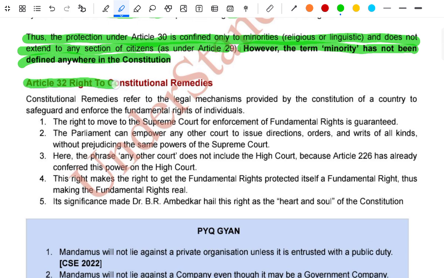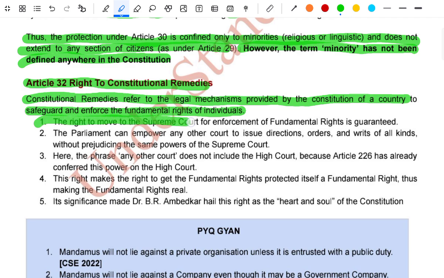Article 32: Right to Constitutional Remedies. Constitutional remedies refer to the legal mechanism provided by the Constitution to safeguard the fundamental rights of the individual. First, the right to move the Supreme Court for enforcement of fundamental rights is granted. Second, Parliament can empower any other court to issue directions, other than the writs of all kinds, without prejudicing the powers of the Supreme Court.